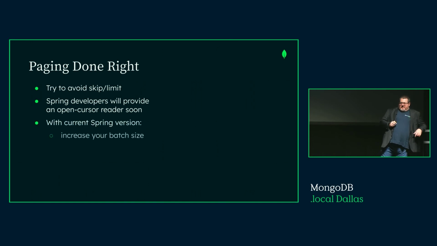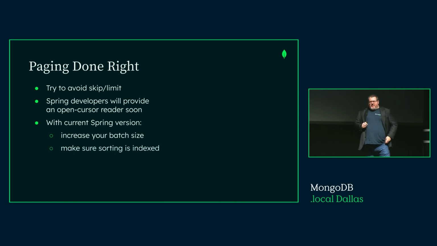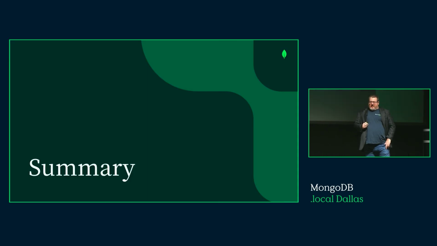Then we can say, hey, okay, if I don't have that option, what other options do I have? I can increase my batch size. So instead of maybe doing limits of 1,000, I could do 10,000 or 100,000, and then iterate on those within my application itself. I can make sure my sorts are indexed to reduce a lot of that cost.